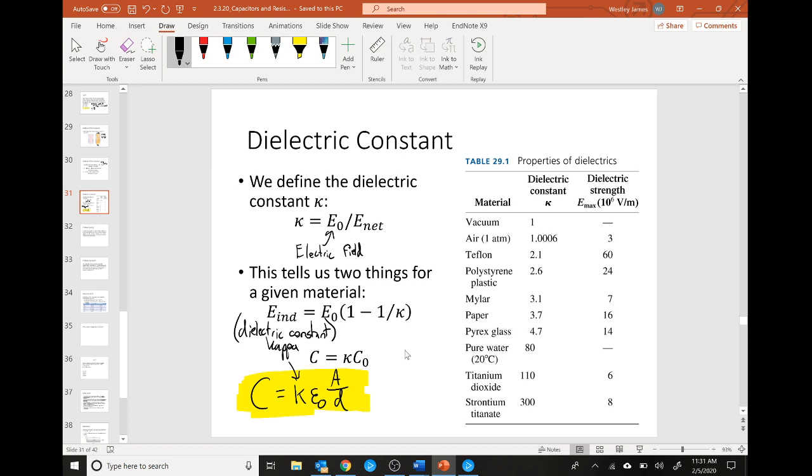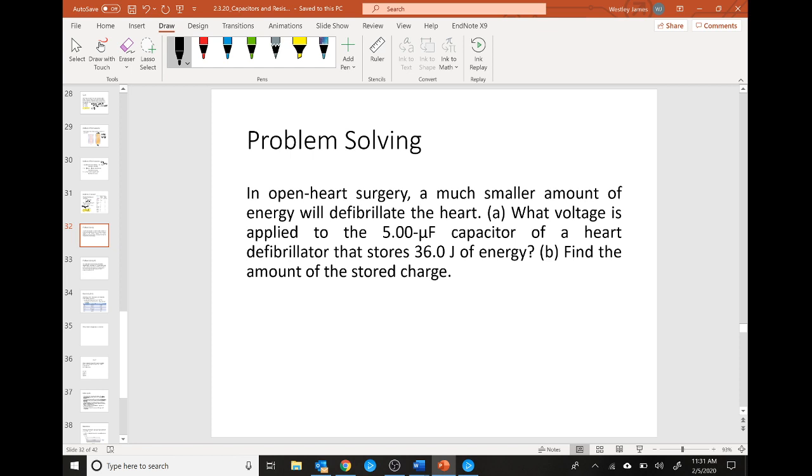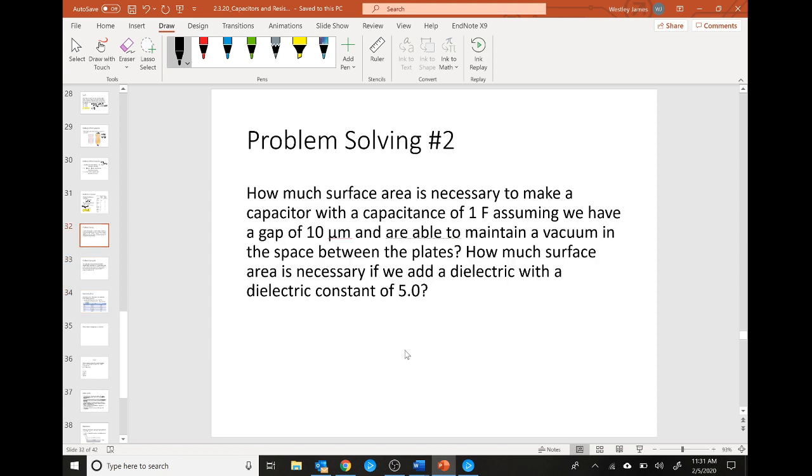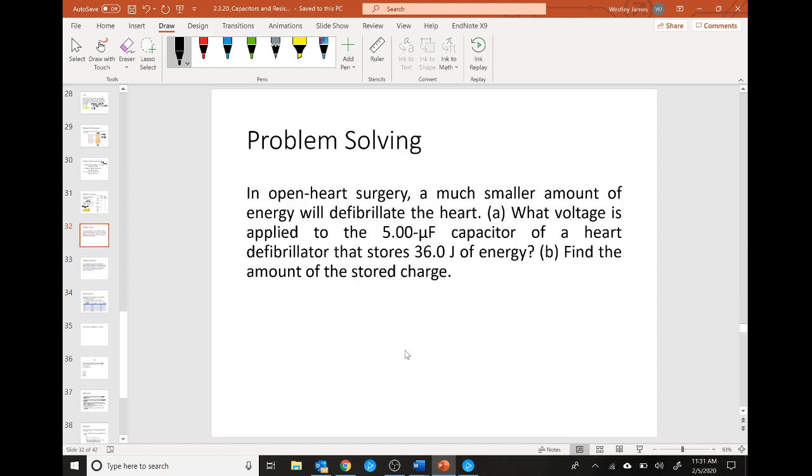Cool, perfect. Alright, so we talked about dielectrics. Today, I'm just going to do a couple example problems with it, showing you what some example problems look like and then how I would actually go about solving them. And then we're going to move into resistivity, which leads us into resistors. So we'll see how far we can get. But that's the plan for today.